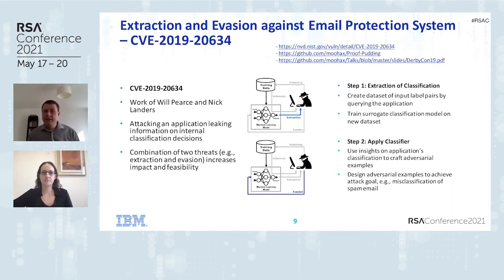And here, attacking an application that is leaking information on its classification decisions allows, in a first step, to create a data set of input-label pairs by querying the application repeatedly, and then train a surrogate classification model on this new data set. This is the first step of extracting the classification model that is part of the attacked application. The second step then contains applying this classification model and using the insights on the application's classification to actually craft adversarial examples, and then use these adversarial examples to achieve the attack's goal, which can be, for example, the misclassification of spam emails.